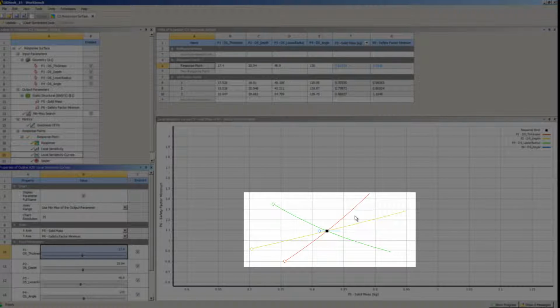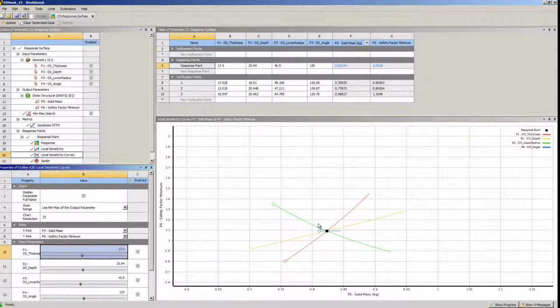If a sensitivity curve has a flat spot for an input, it would mean that the variations in that input would cause less variation in the output. In other words, the design would be more robust at that value of the input.